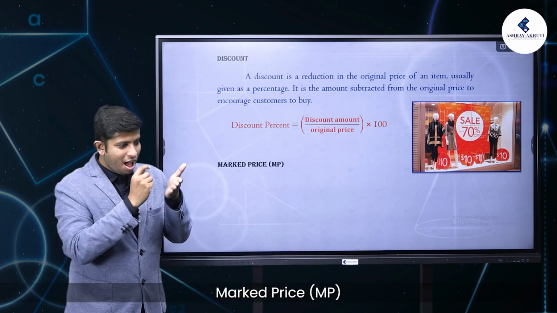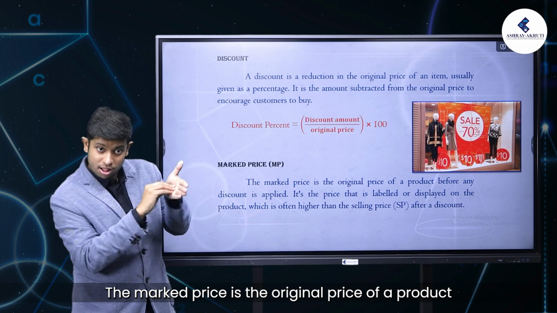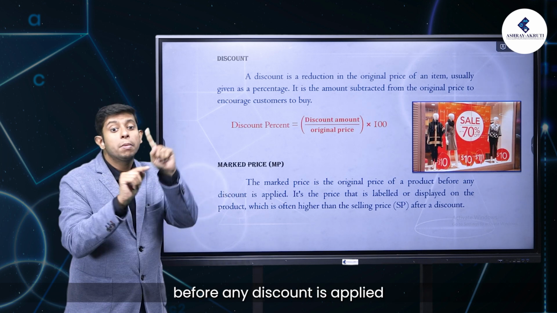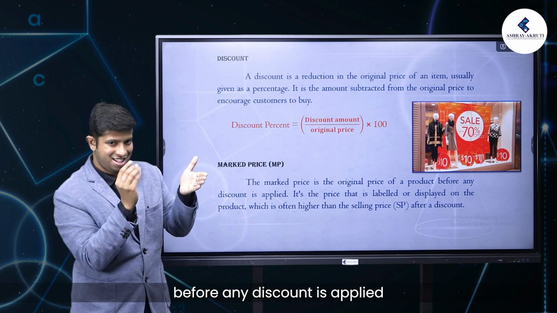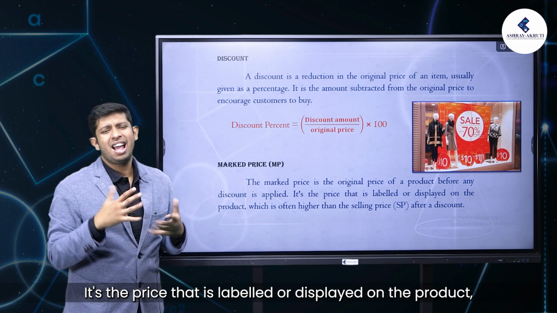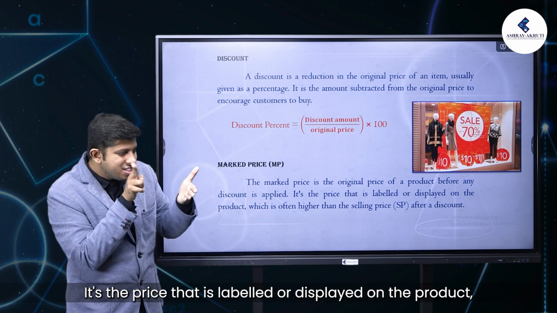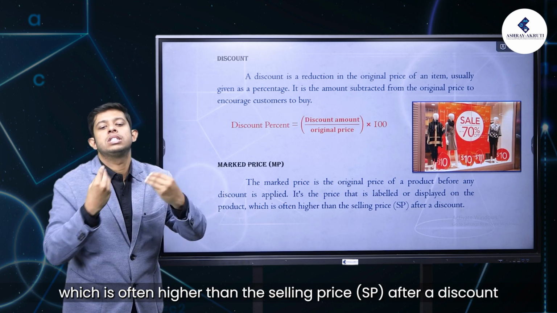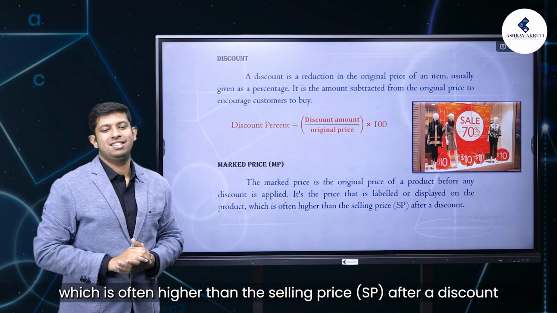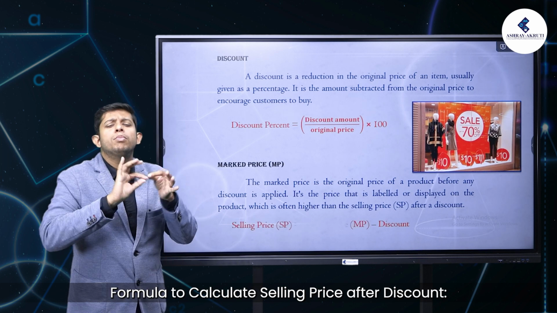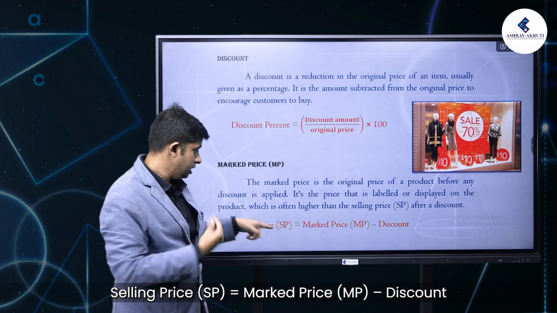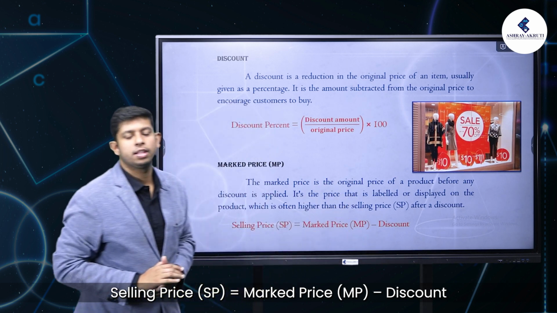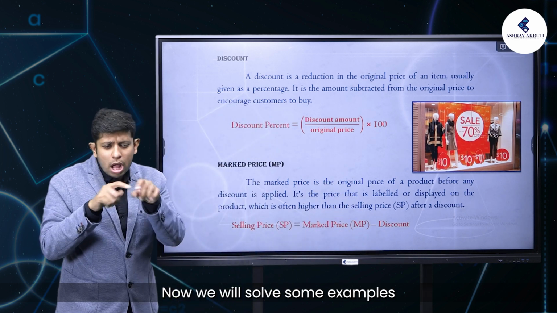Marked price, MP. The marked price is the original price of a product before any discount is applied. It is a price that is labeled or displayed on the product, which is often higher than the selling price, SP, after a discount. Formula to calculate selling price after discount: selling price equals marked price minus discount. Now we will solve some examples.